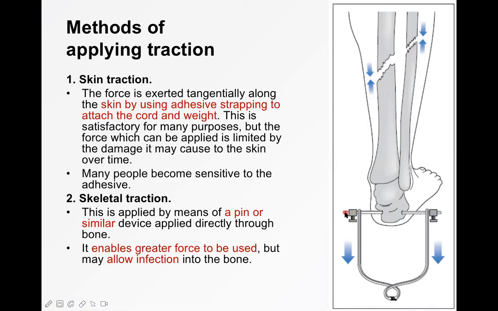Now look at this pin. This pin is inserted through the calcaneum. This is the calcaneum bone, or through the heel, and it has gone right through the calcaneal bone. Then you attach the cord there, and a certain weight is hung here. With the result of this weight, the distal fragment of the fracture is constantly pulled downwards, which will help to reduce the fracture as well as for the immobilization. So this is called skeletal traction.